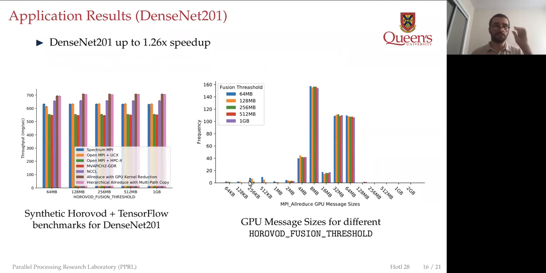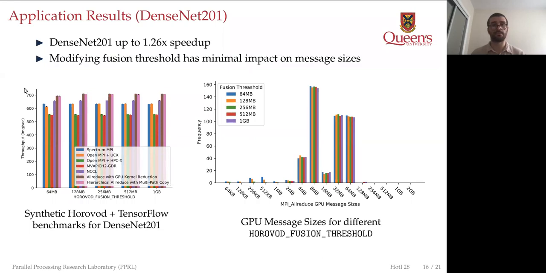And then for DenseNet, we saw a 1.26 times speed up. But when we modified the fusion threshold for this model, it seemed fairly unresponsive. We can see the message sizes didn't really change, and the actual application results did not change. So yeah, it had minimal impact.